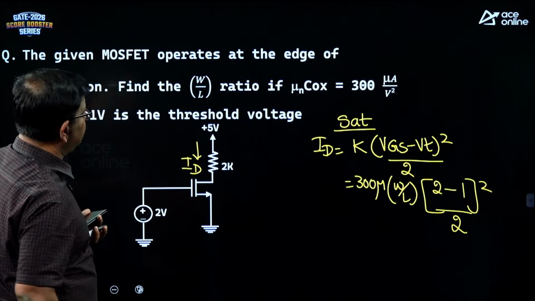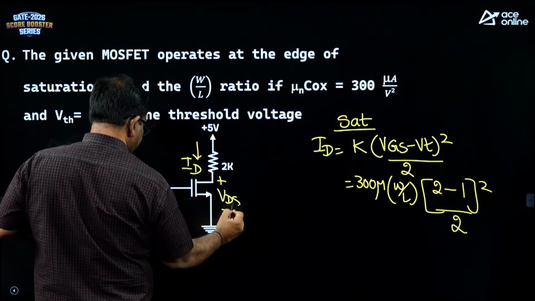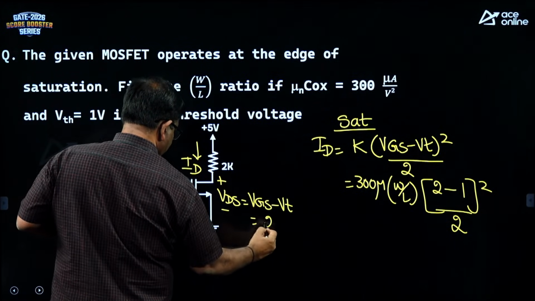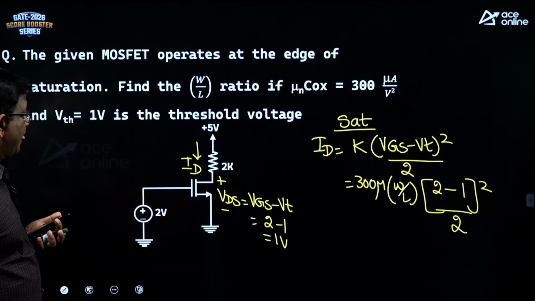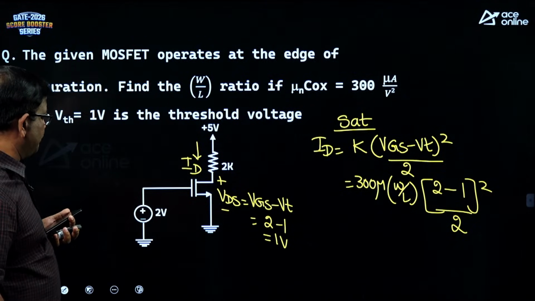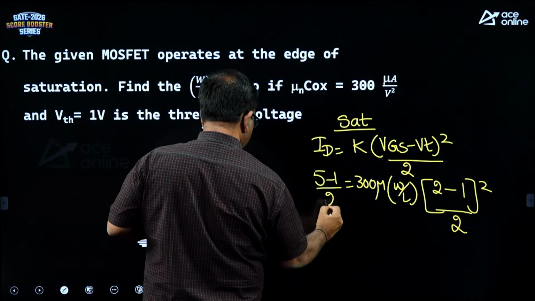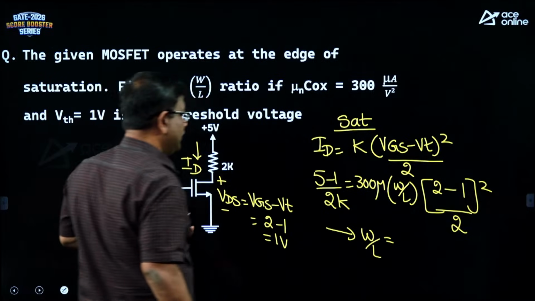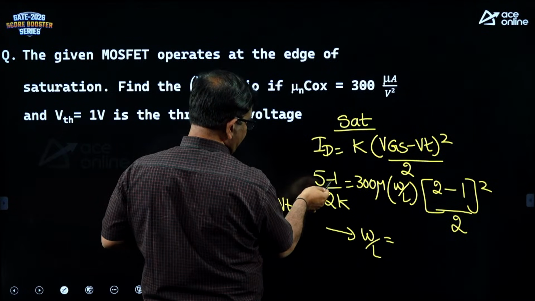The MOSFET is at the edge of saturation. At the edge of saturation, your VDS is equal to VGS minus VT. So, it is 2 minus 1, it is 1 volt. VGS is given as 2 volt, so it is 1 volt. So, please substitute ID equal to 5 minus 1 by 2K. From here you can get W by L. So, 5 minus 1 is 4, 4 by 2 is 2 milli.